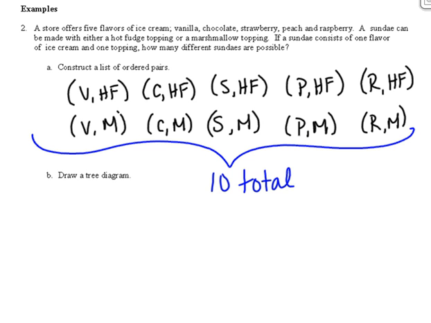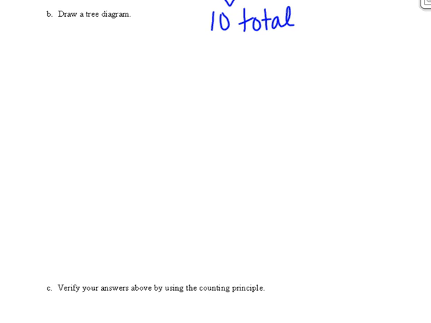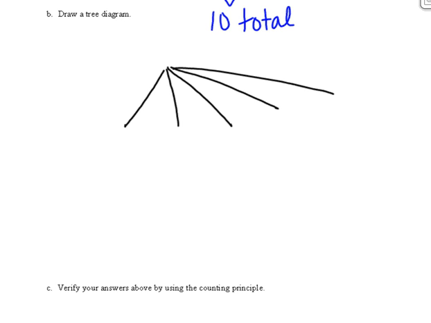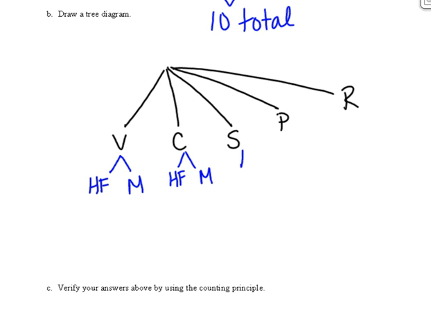Now let's look to see how this would be in a tree diagram. So the first thing you're going to choose is your ice cream flavor. And we had 5 different ice cream flavors to choose from. There were vanilla, chocolate, strawberry, peach, and raspberry. And from each of those ice cream flavors, you had 2 toppings, hot fudge and marshmallow. So you have to branch off of each ice cream flavor with your toppings.